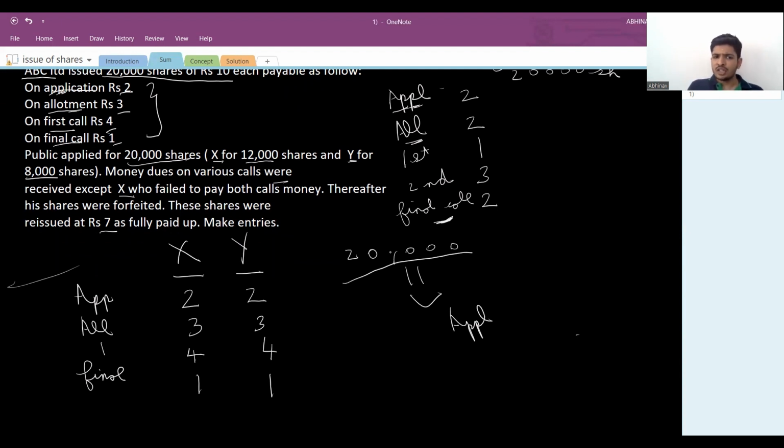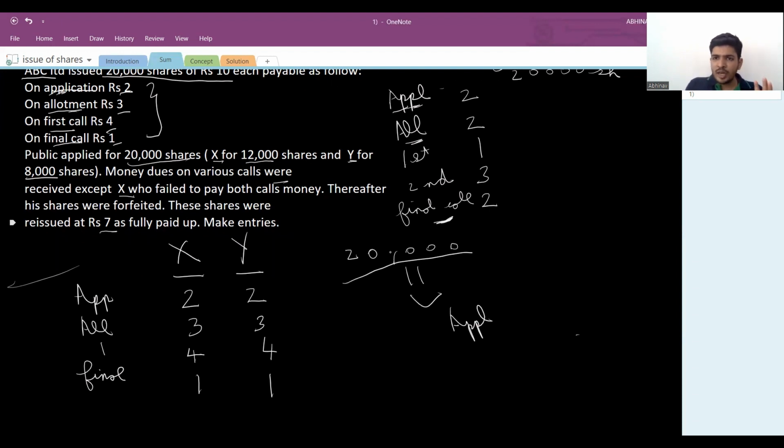Now, these are the four installments that X and Y should pay. It doesn't matter the number of shares. For each share, they need to pay this installment. X is actually applying for 12,000 shares, so in total, 12,000 into 10, he needs to pay 1,20,000 rupees. Y is applying for 8,000 shares, so in total, he needs to pay 8,000 into 10, 80,000 rupees.